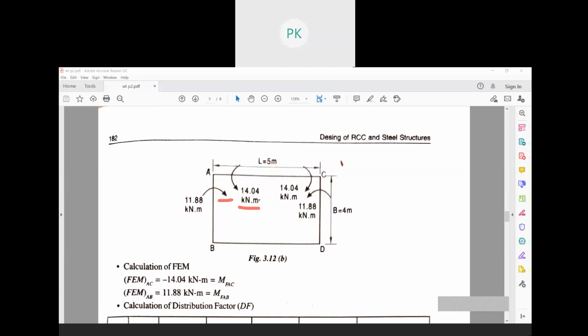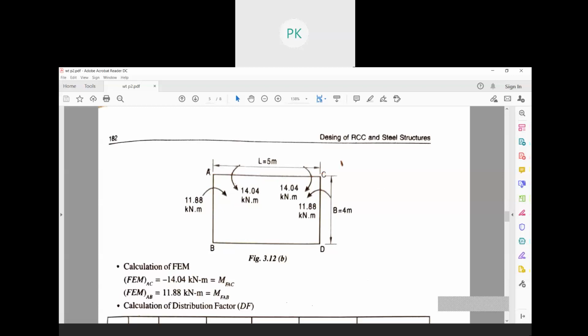So we shall consider only two joints. For doing the moment distribution method, if we consider only this portion, it is sufficient because it is symmetrical in nature. Therefore, we can assume only a symmetrical portion of the water tank. So the moment values are indicated like this. So you will get the end moments.